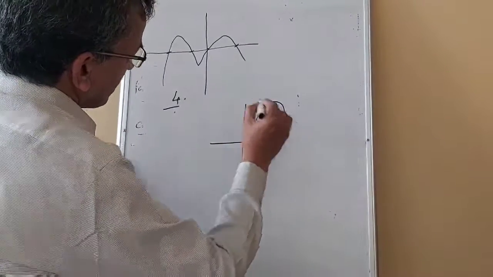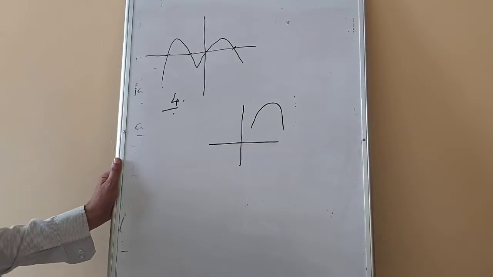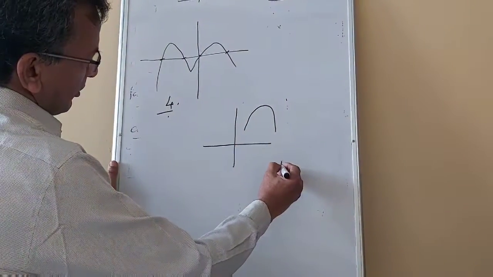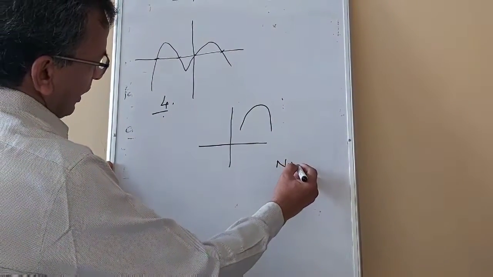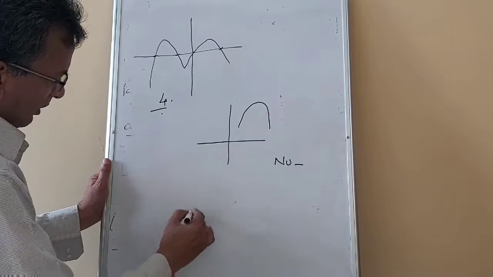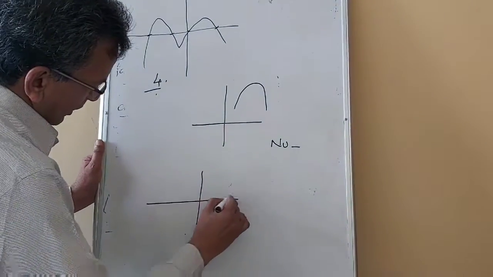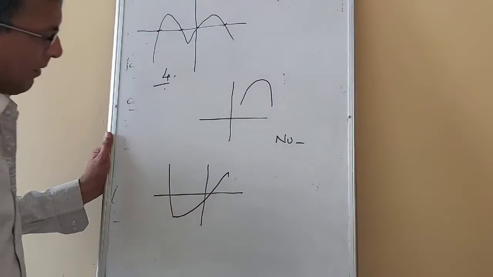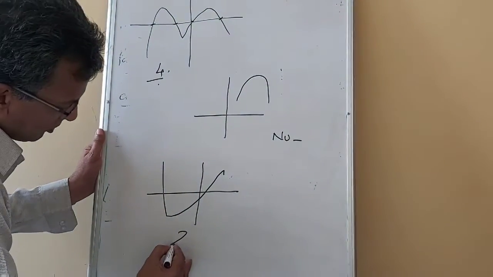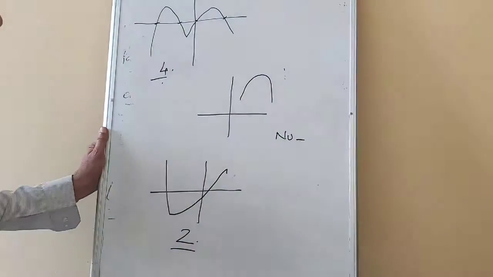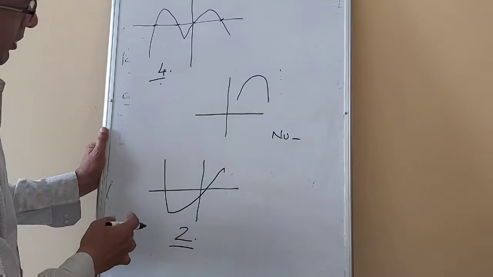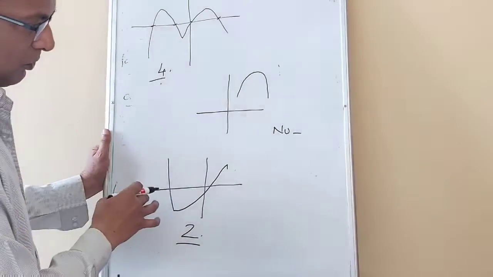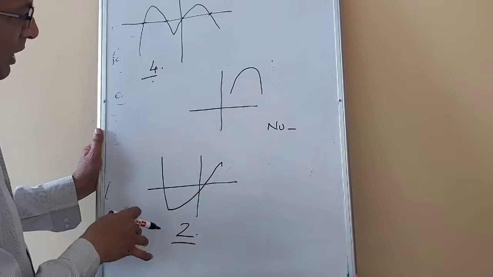Say one more example. Say the graph is like this. So how many zeros? No, nil. Okay. For example, it is like this. So here, how many zeros? 2. So you solve exercise 1.1 and 1.2, and if there is any query you can write down to me.